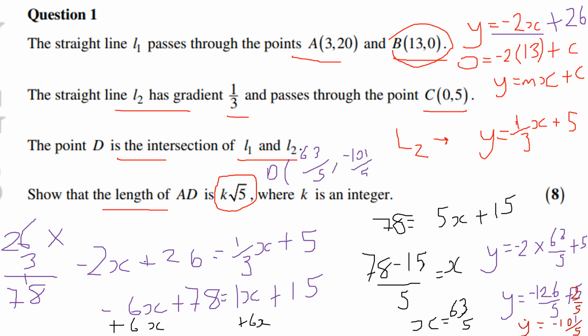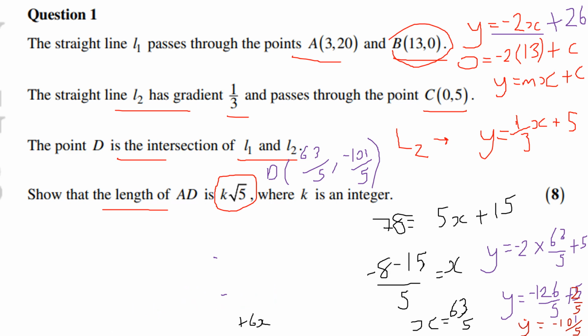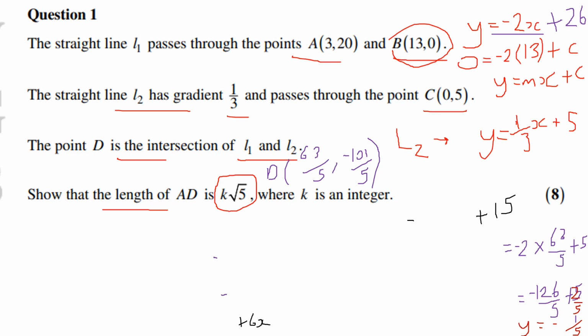So I'm going to work out the actual length of AD. If we just draw a little picture of this, just so we've got an idea of what we're looking at, we're looking at the length between those two coordinates. So that's going to involve using Pythagoras' theorem.